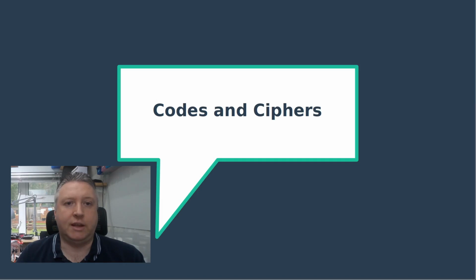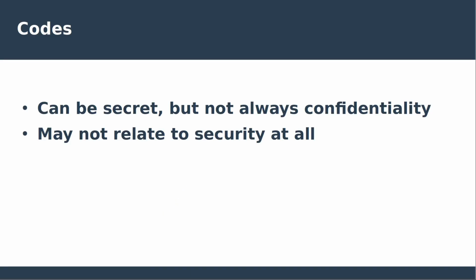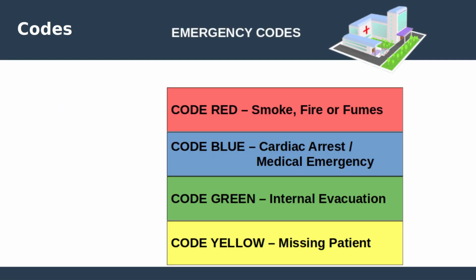The words codes and cipher are often used interchangeably, although that's not necessarily the case. Looking at codes, whilst they can be used to create secrets, they do not always meet the needs of confidentiality. For example, within hospitals, they often use code words, colours or numbers that indicate certain situations. They are codes that members of staff understand, but which are meaningless to most of the visitors in the hospital.